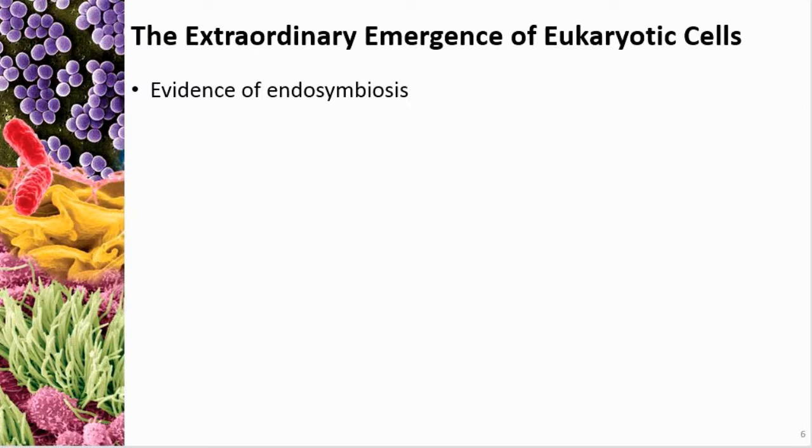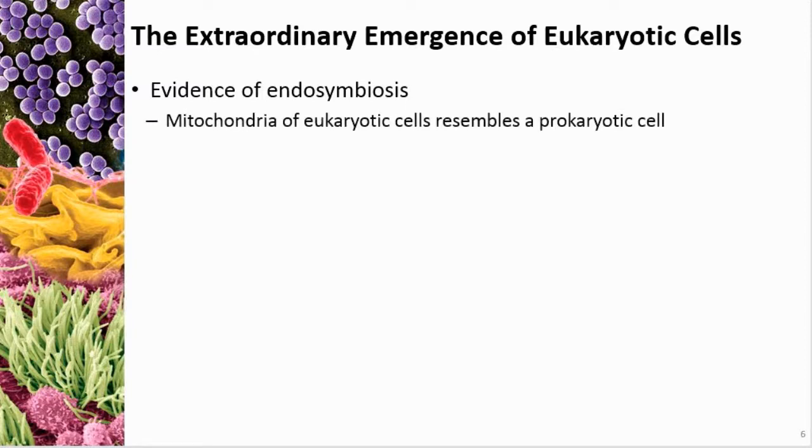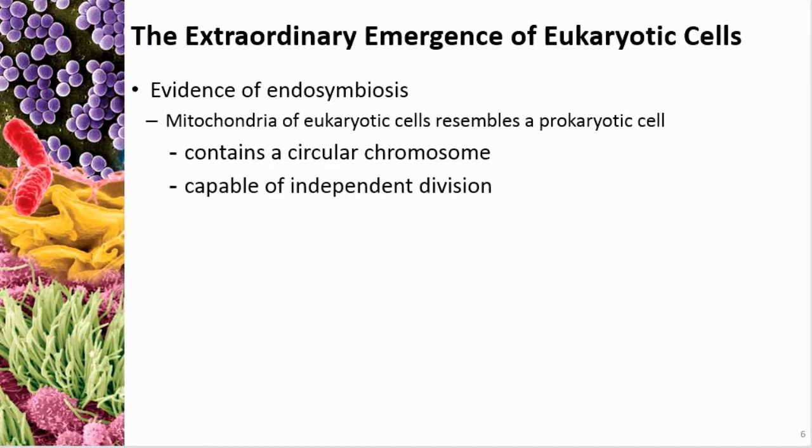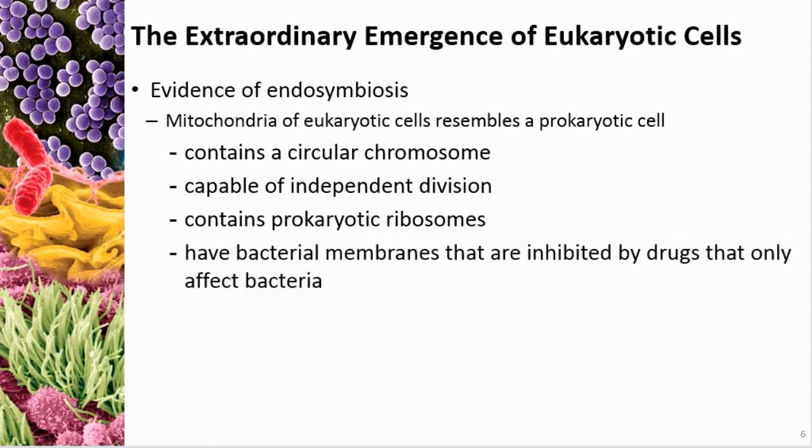Okay, so what's the evidence of this endosymbiosis thing? Mitochondria of the eukaryotic cells resemble prokaryotic cells, and they contain circular DNA, just like prokaryotes, and they are capable of independent division, which makes them almost seem like they're a separate organism. And they contain prokaryotic ribosomes, which are the 70S ribosomes, unlike the eukaryotic cell, which has 80S ribosomes. Their membranes are like bacterial membranes that are also inhibited by drugs that only affect bacteria. And as I said, the DNA sequences are also only seen in bacteria.